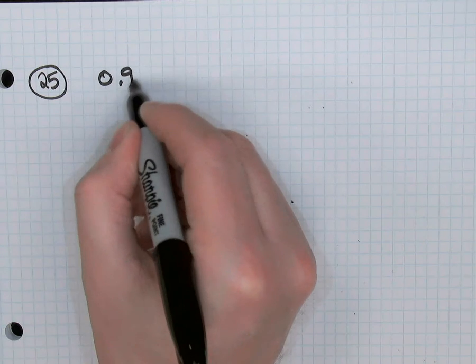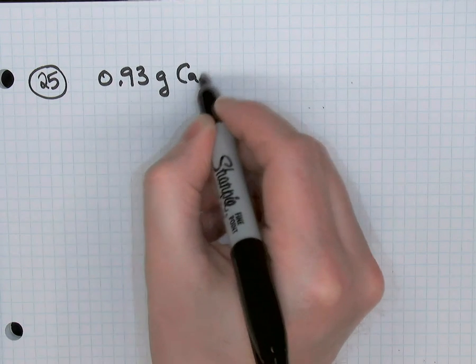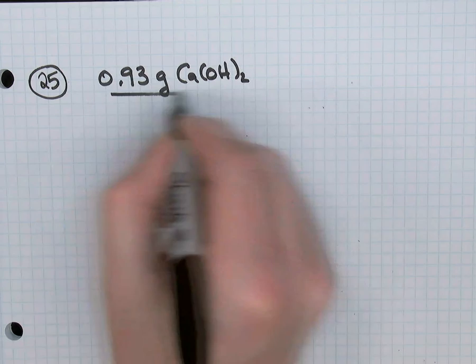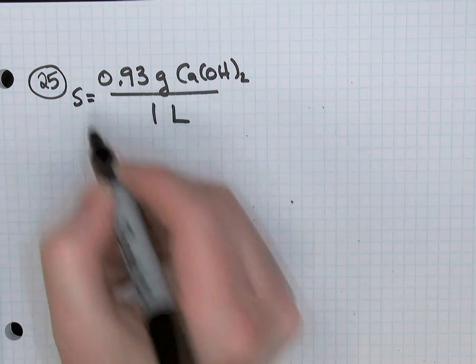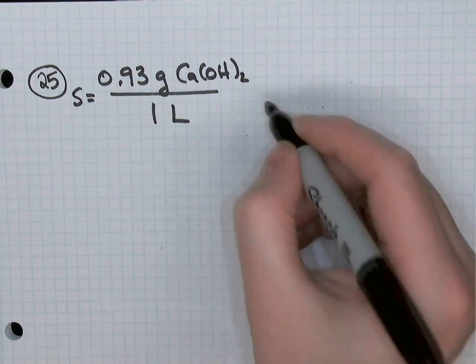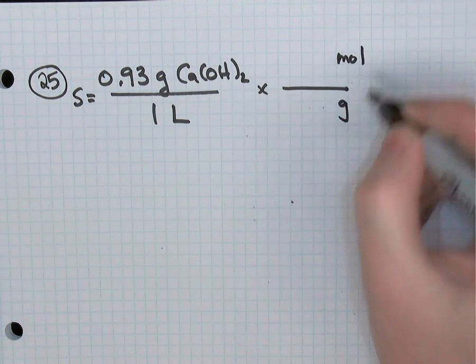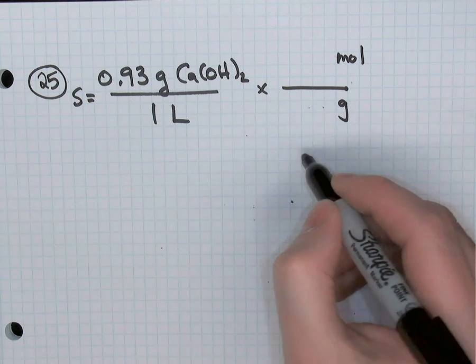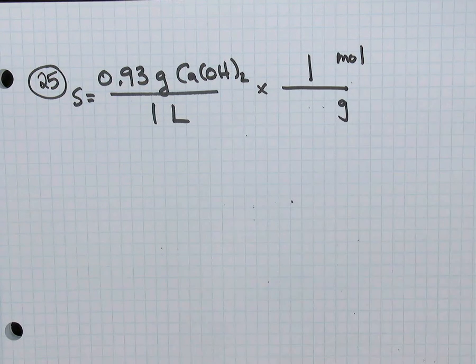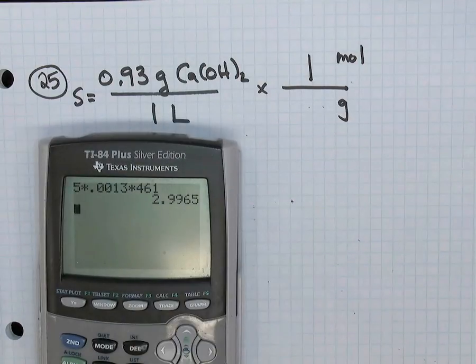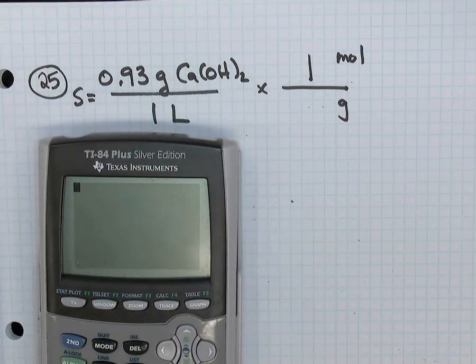So we have 0.93 grams of calcium hydroxide per 1 liter. That's our solubility. So let's convert that to moles per liter. So we'll just get rid of the grams, then we'll switch to moles. So grams and moles is again molar mass. 1 mole of calcium hydroxide, using a periodic table, we'll find the molar mass. We have 1 calcium, so 40.08. We have 2 oxygens, 2 times 16. And we have 2 hydrogens, so 2 times 1.01.